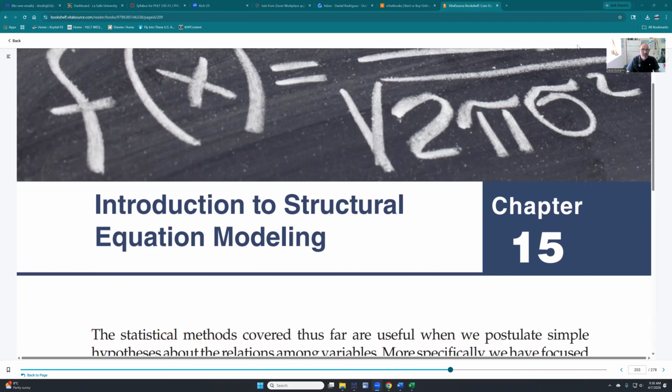Welcome, everybody. So today I'm going to do something different than I normally do. I'm going to talk about an area that I do a lot of work in called structural equation modeling. This is a very special technique that allows us to test all kinds of models. And then we're going to expand upon it in the next couple of sessions.